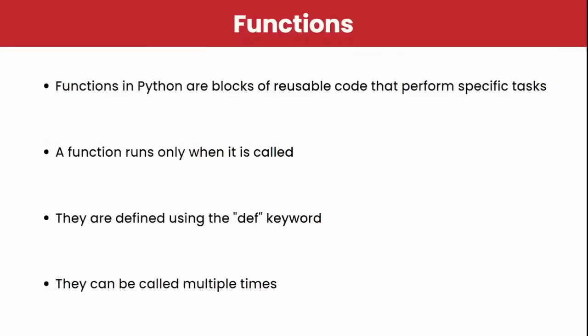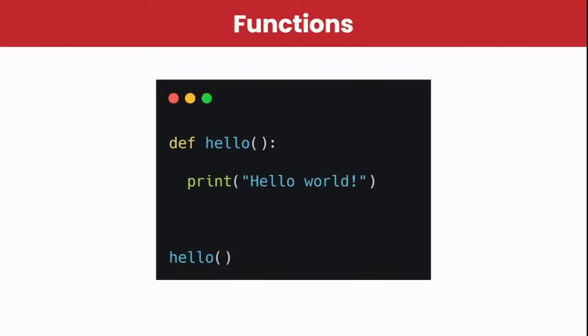Functions in Python are blocks of reusable code that perform a specific task. It is reusable code, and a function runs only when it is called. This is important. Functions are defined using the def keyword, and if you create one function, you can call it or run it as many times as you want. So to create a function, we need to use this def keyword.